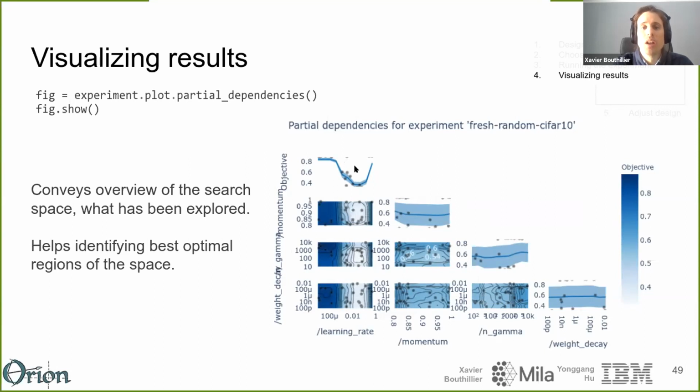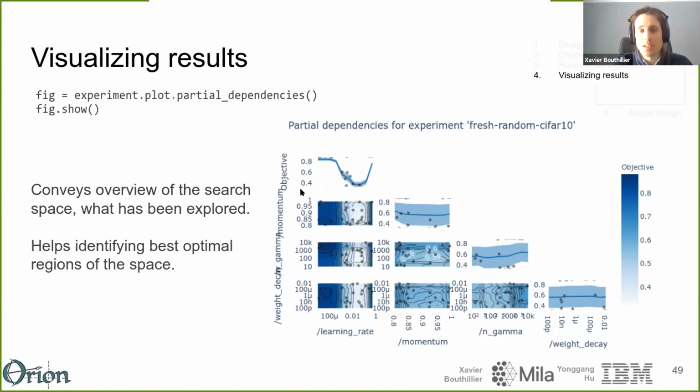Oh yeah, on the diagonal here is the average objective you would get for the different values of, let's say, the learning rate. So for different values of learning rate, if you randomize all the other hyperparameters, what is the average objective you would get? And you can easily see what is the optimal region for some of the hyperparameters.